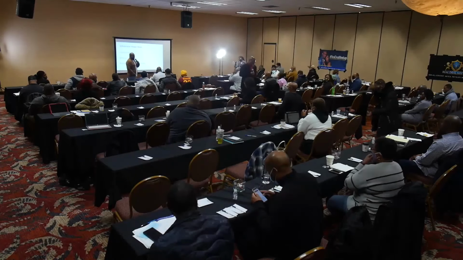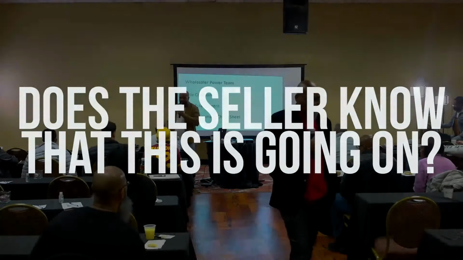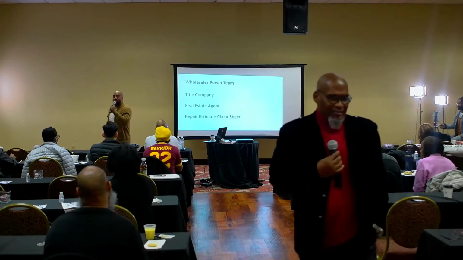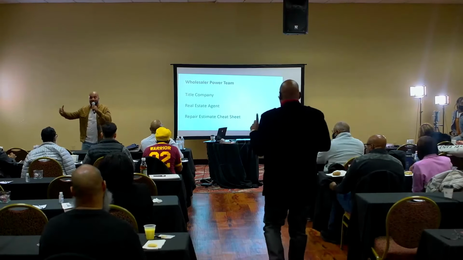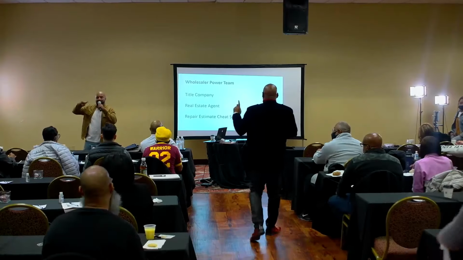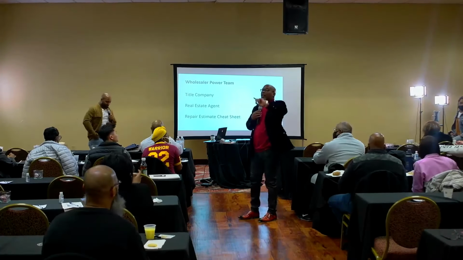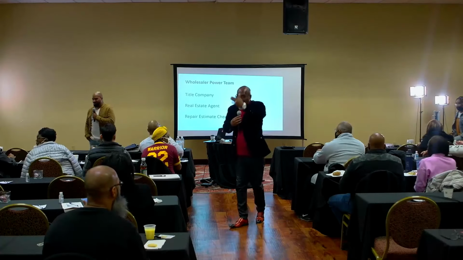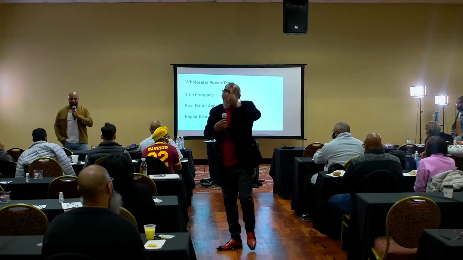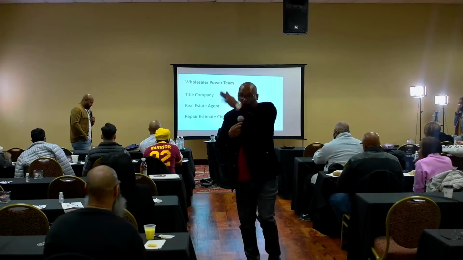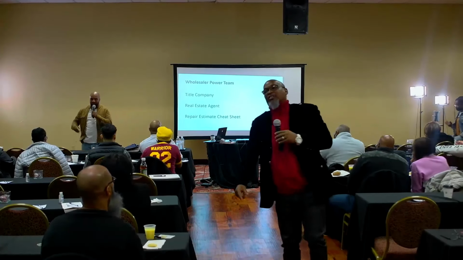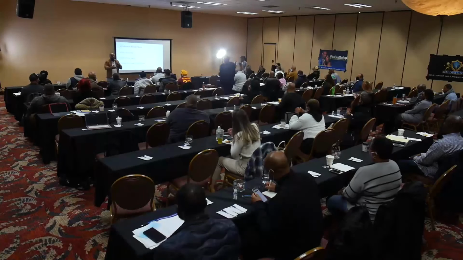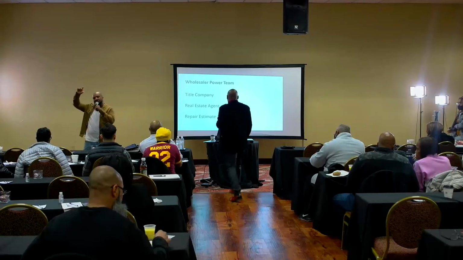Does the seller know that this is going on? The seller normally doesn't know, but you've already had a conversation with them that you're going to assign or there's going to be another buyer involved. They may not know exactly what the numbers look like. When the HUD-1 is created, it will show the distribution of funds: $85,000 to the seller, $15,000 to your name or your entity, and the buyer purchased at $100,000.